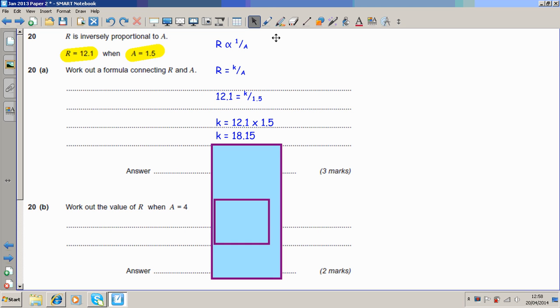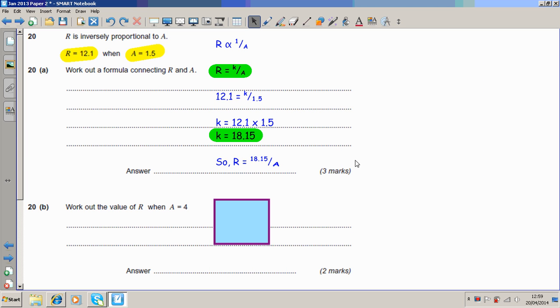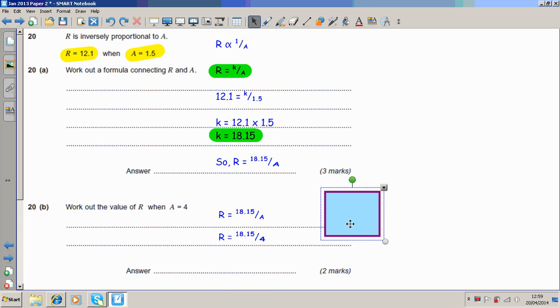So now to work out a formula connecting the two, I just use these two things. That's my starting point, but I now have this that I can add into that. Okay, so if I combine them two together, I get R equals 18.15 over A. Swap in my K for 18.15. Okay, so there's my formula that I've now got. Work out the value of R when A equals 4. So all I'm going to do is swap my A equals 4 in here. There's my rule. I'm going to swap my A value for 4.